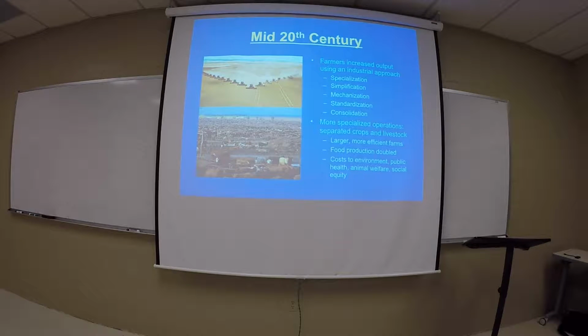The small-scale farms, we started to see a decline. But food production doubled. We're the most efficient agriculture on the planet. But we started to see costs in terms of environmental costs, public health issues, animal welfare issues, social equity issues, things that we're kind of trying to deal with today, and we'll talk about a little bit later.